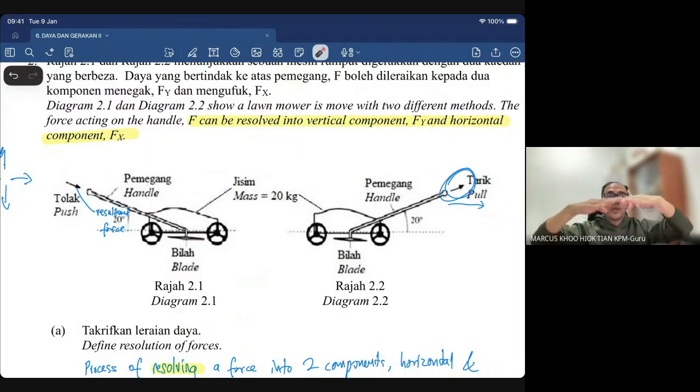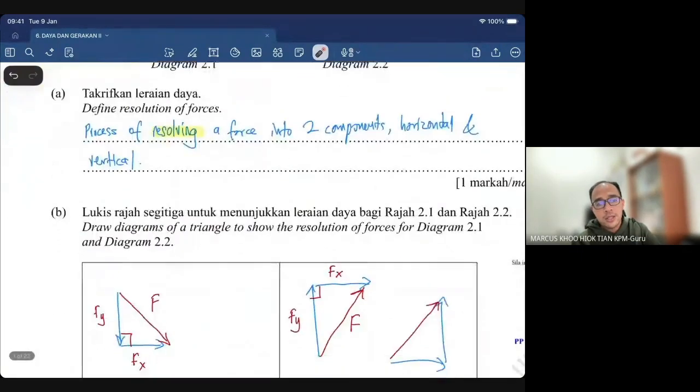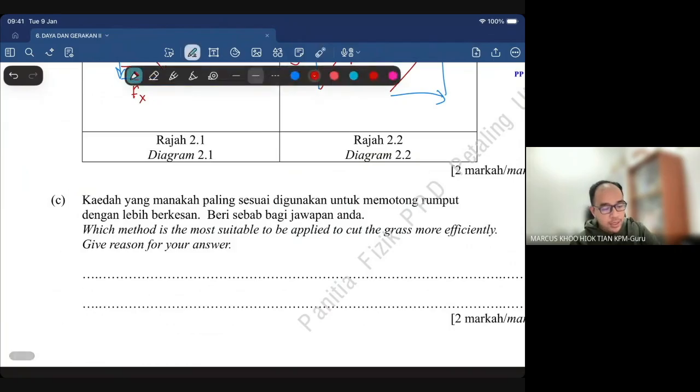We want the lawnmower to be as close to the ground as possible so that the blade over here can cut the grass. If you pull it up, sure, it can move forward, but it's also moving upwards, and it doesn't help unless you want shorter grass. Okay, fine, if you want short grass, then can. But I think this one is really talking about cutting grass properly. So, of course, the answer is the pushing method. The pushing method is the most suitable one.